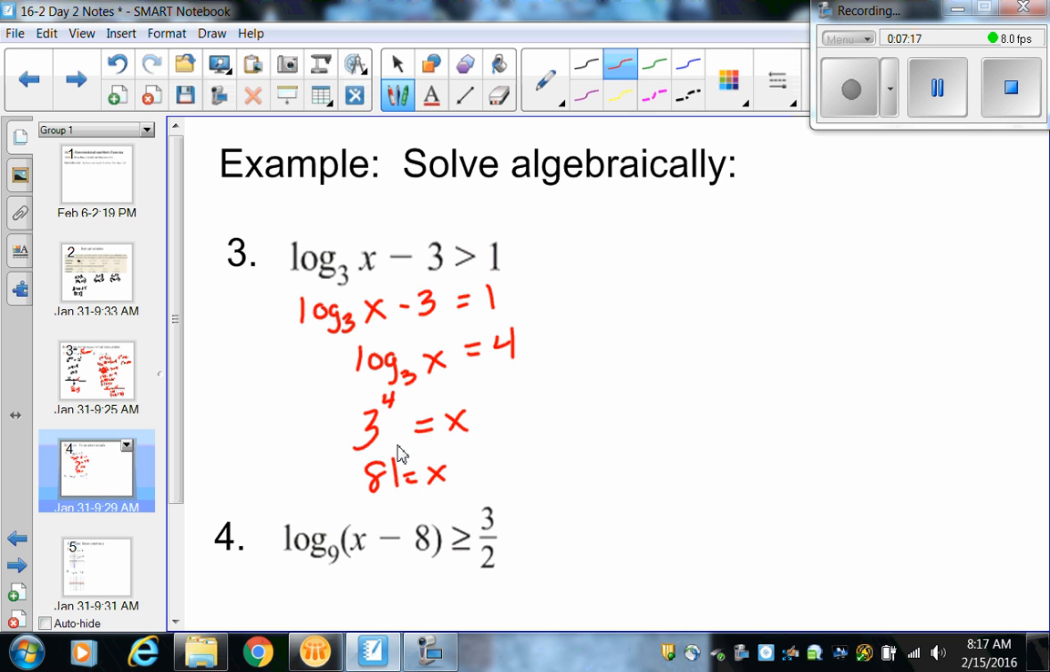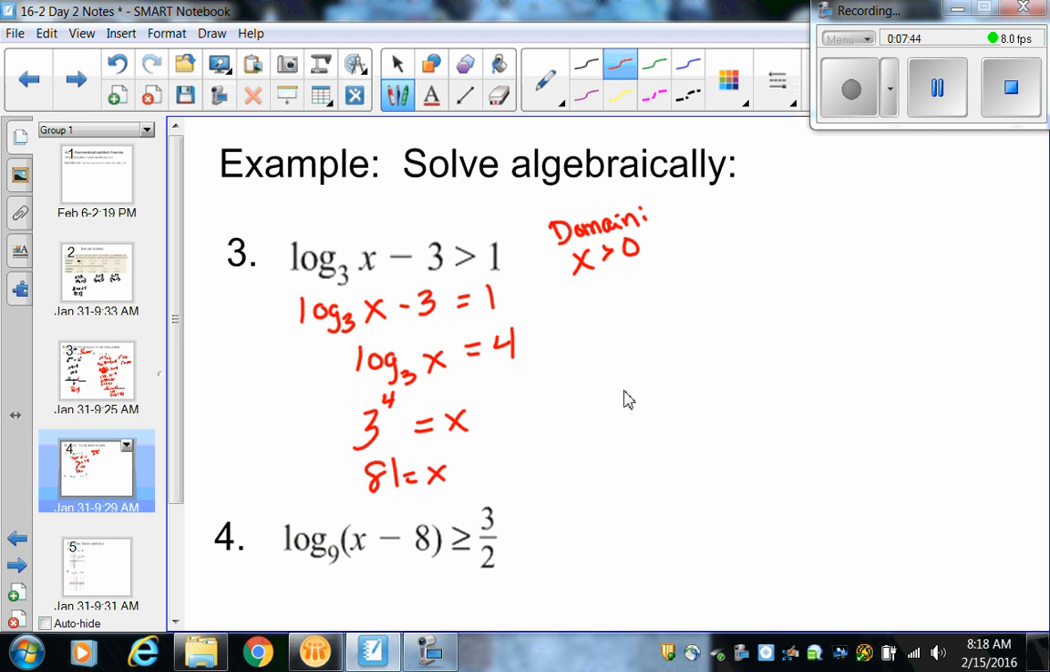Now, we are not done. If you notice, the first 2 examples were exponentials. We didn't have to worry about domain restriction with exponentials, but you do with logs. So you also need to find your domain restriction, which means you're going to look at what you're taking the log of. In this case, you're just taking the log of x. So x has to be greater than 0 because you can't take the log of a negative or 0.